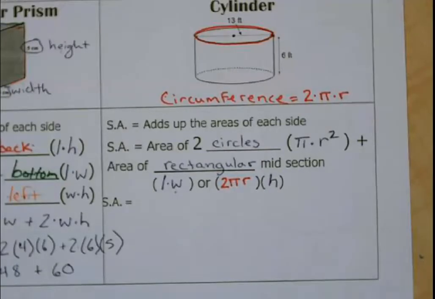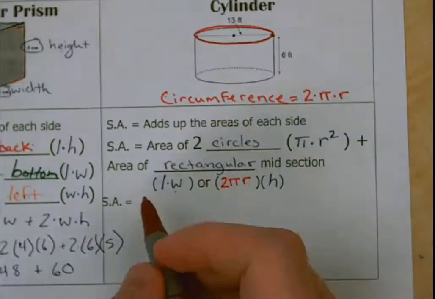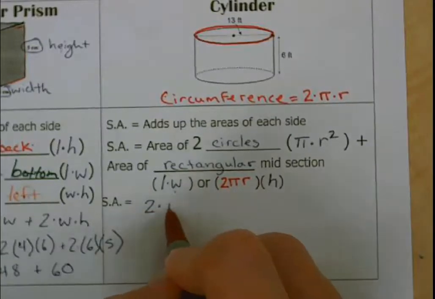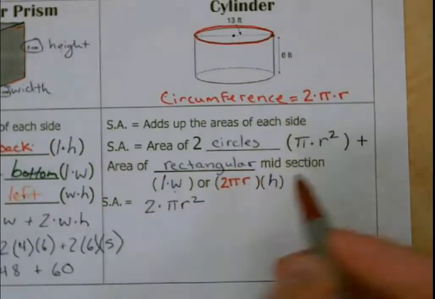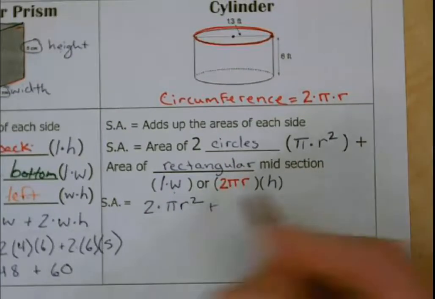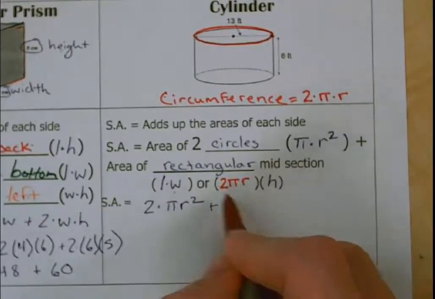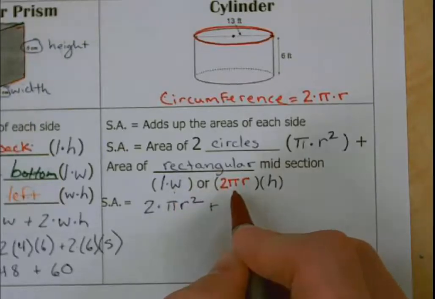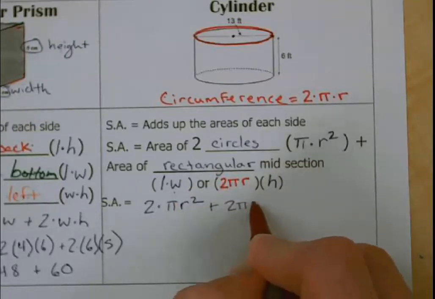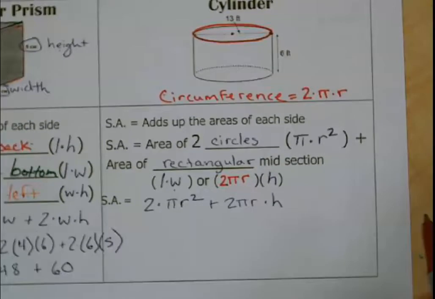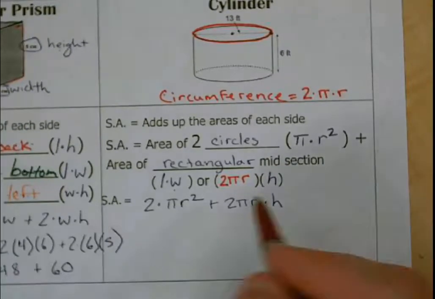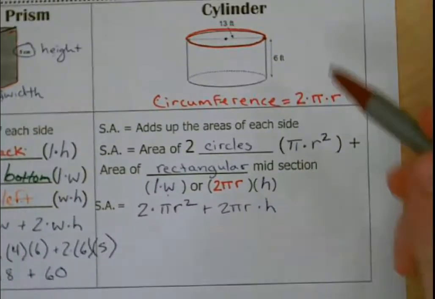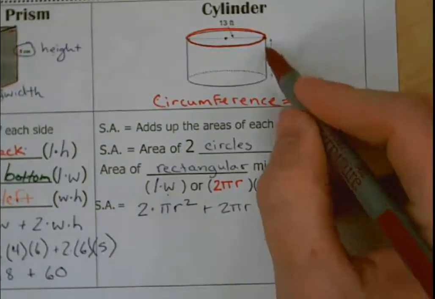This gives me another handy-dandy formula that I can use for the surface area of cylinders. Two circles, which is 2 times pi r squared, plus the area of the rectangle, which was length times width, but we rewrote it as 2 pi r times h. Again, with this handy-dandy formula, all I have to do is plug in the numbers. My h stands for my height, so I know that's going to be 6.